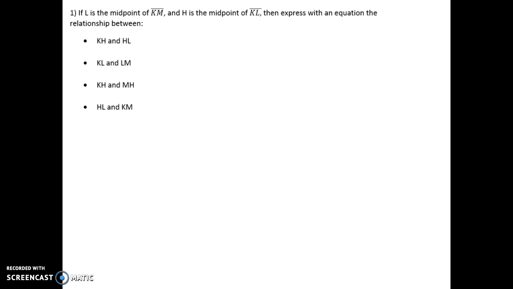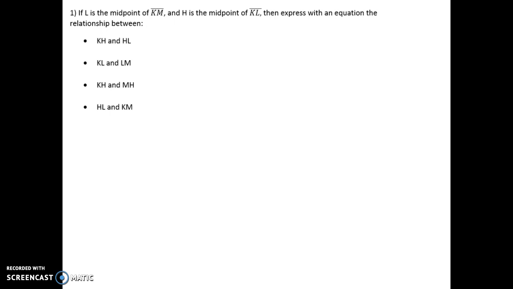This is a review for the common assessment that we will be taking on September 7th, so on Friday. So I want you guys to be ready for that. It will go over points, lines, planes, midpoint, distance, and fractional distance. There will be a couple of fractional distance questions on there. So let's get started.